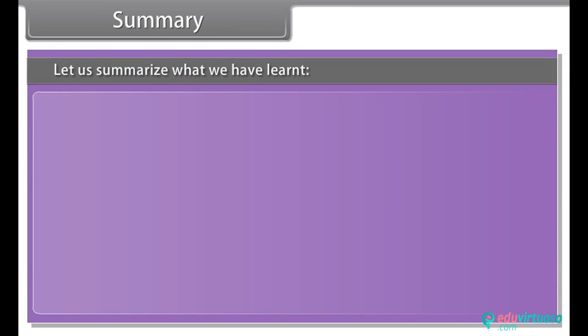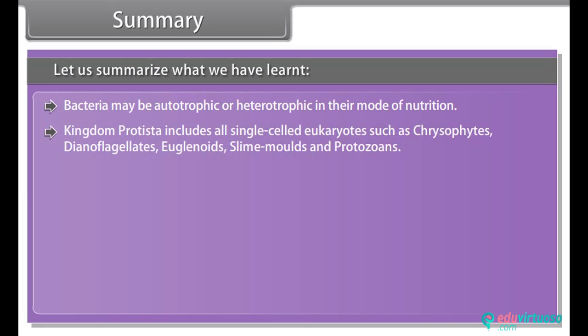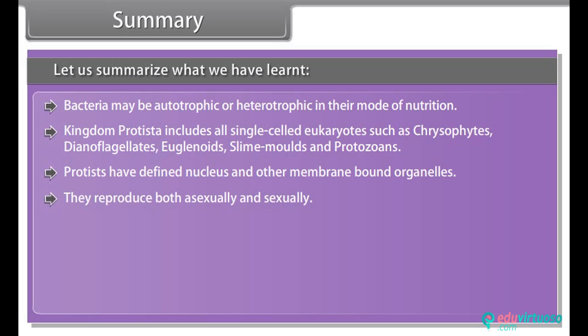Summary. Let us summarize what we have learned. Bacteria may be autotrophic or heterotrophic in their mode of nutrition. Kingdom Protista includes all single-celled eukaryotes such as Chrysophytes, Dinoflagellates, Euglenoids, slime molds, and Protozoans. Protists have a defined nucleus and other membrane-bound organelles. They reproduce both asexually and sexually.